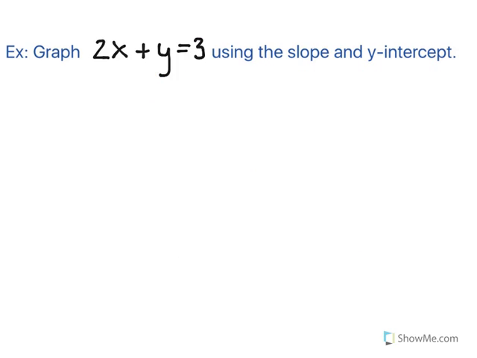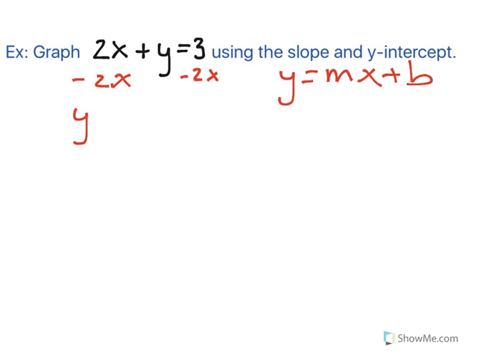Next example: graph 2x + y = 3 using slope and y-intercept. Let's go back to y = mx + b. First of all, I noticed it's not in the right form, so let me get it in the right form. I'm going to take 2x minus 2x from each side. So y is going to equal -2x + 3. Now I have it in slope-intercept form, so I have my slope and I have my y-intercept.